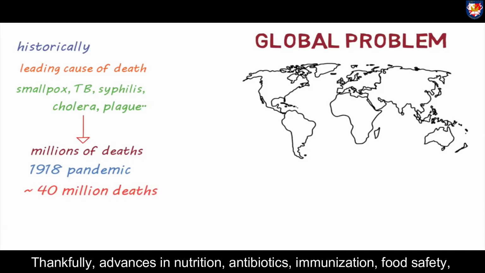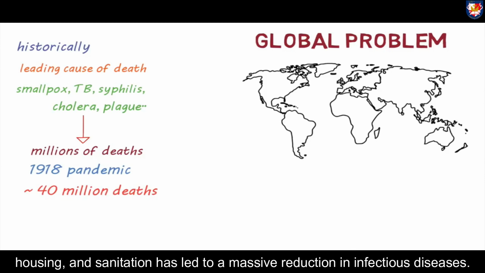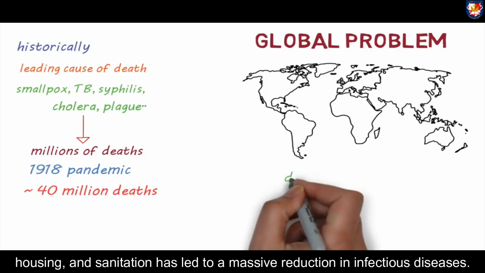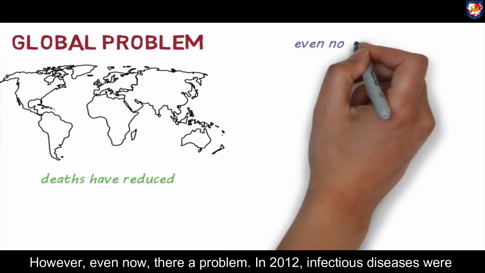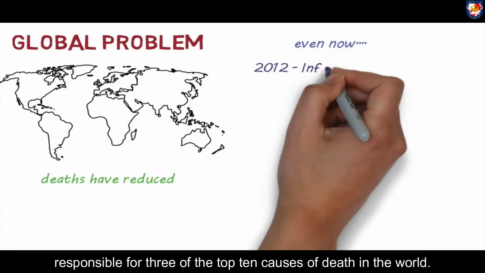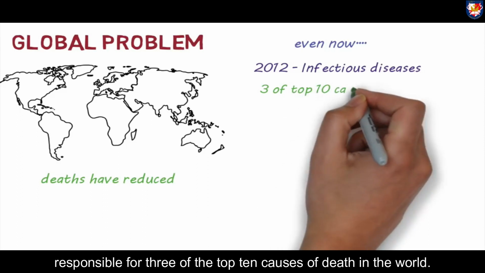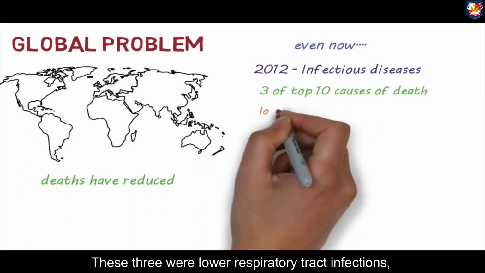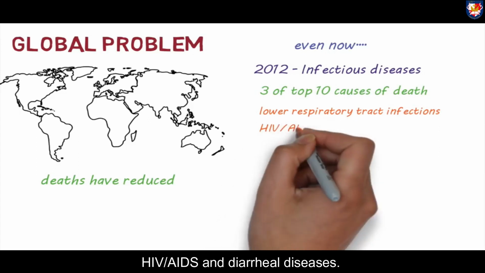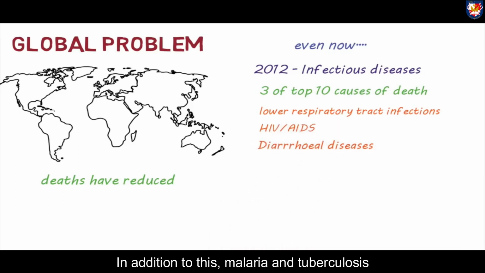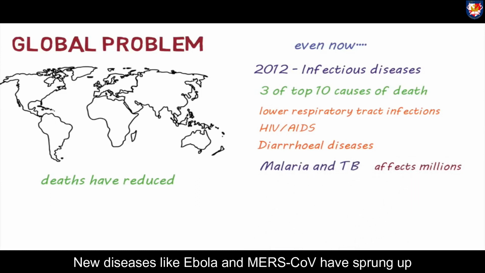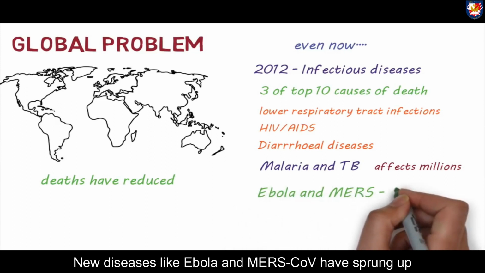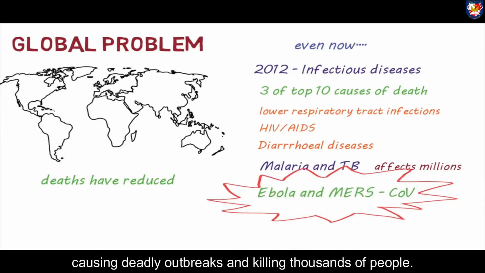Thankfully, advances in nutrition, antibiotics, immunization, food safety, housing, and sanitation have led to a massive reduction in infectious diseases. However, even now, there is a problem. In 2012, infectious diseases were responsible for 3 of the top 10 causes of death in the world. These 3 were lower respiratory tract infections, HIV/AIDS, and diarrheal diseases. In addition to this, malaria and tuberculosis continue to affect millions of people. New diseases like Ebola and MERS-CoV have sprung up, causing deadly outbreaks and killing thousands of people.